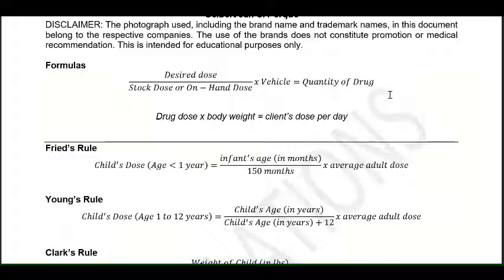The denominator, stock dose or on-hand dose, refers to the amount of drug available at our disposal, or available at our pharmacy, available at our nurse's station, or the one that is being sold in the market. Times vehicle. When I say vehicle, this means the amount of substance that contains the milligrams that you intend to have. Okay, for example, when I say that there is paracetamol, 250 milligram per 5 ml, the vehicle there is 5 ml. That simply means that 250 milligrams of paracetamol could be found in 5 ml of paracetamol.